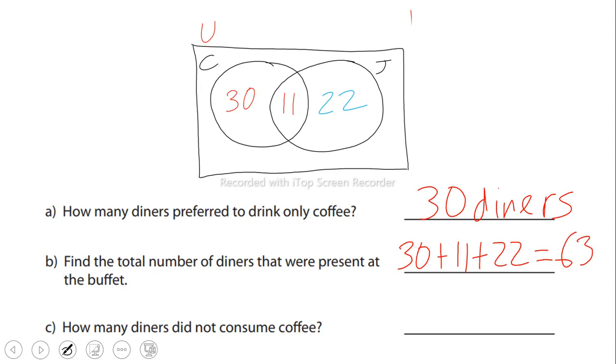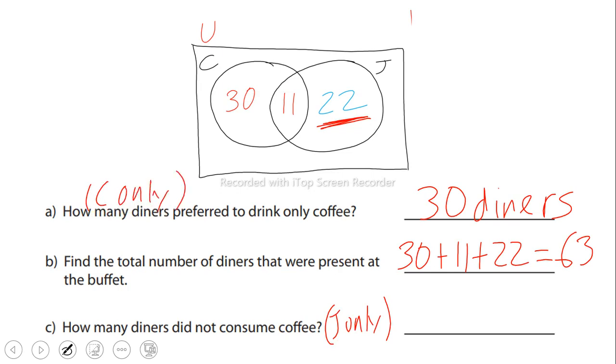How many diners did not consume coffee? 22. Very good. 22. So they're asking for those who only consume juice. J only. That's another way to ask for J only. So this one is asking us for J only. This one is asking us for C only.